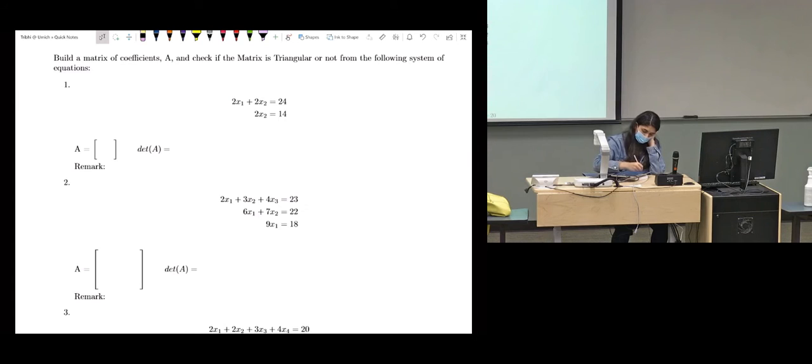Just to keep consistent, I'm going to write my x as x1 and x2. Then I write my b, it's 24 and 14. And from these two, because I haven't changed the order of my equations or of my variables, I'm just going to look at the coefficients directly. And they become 2, 2, 0, 2.